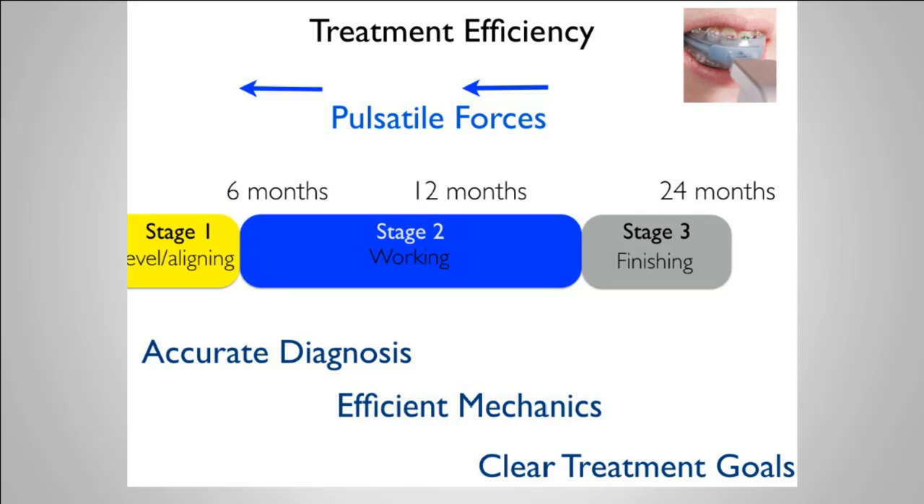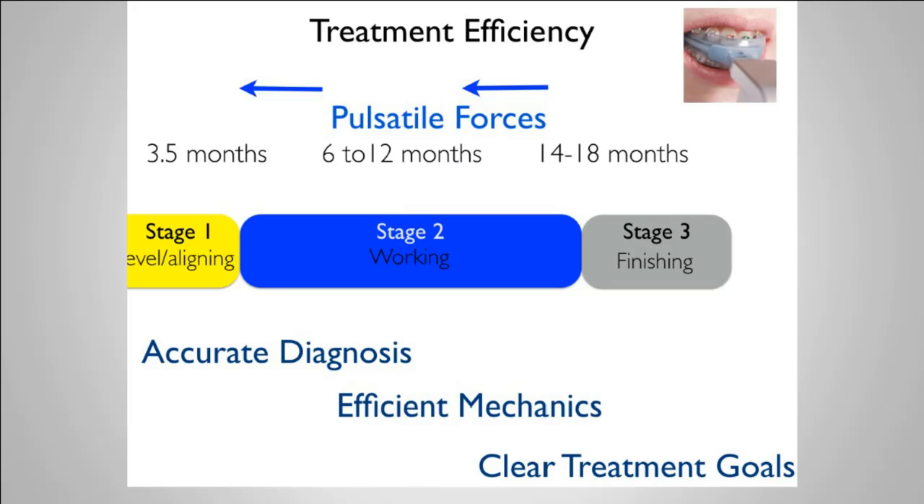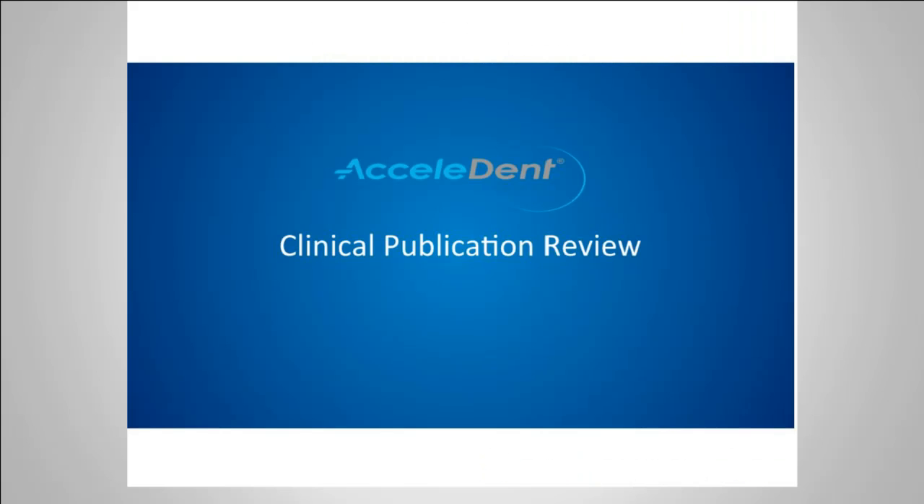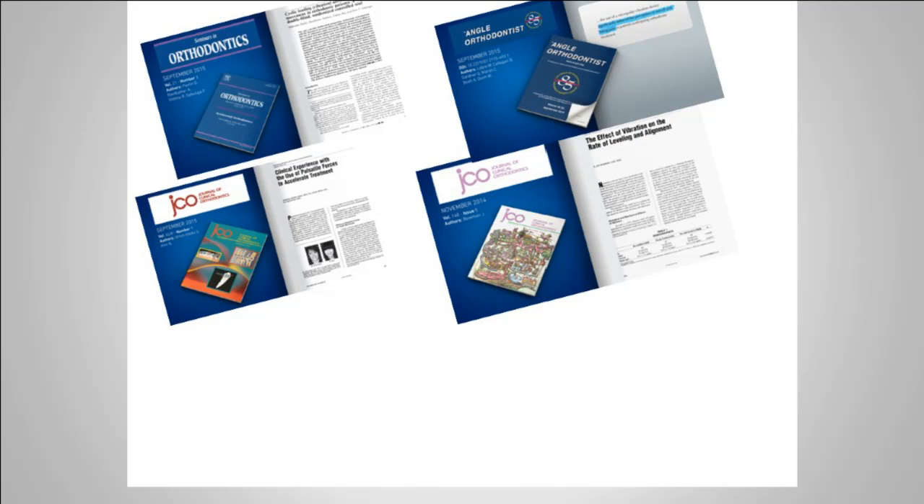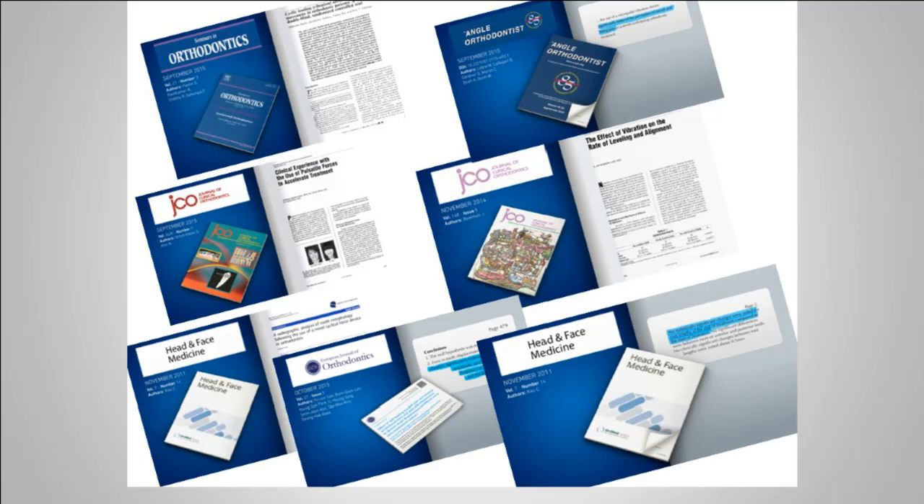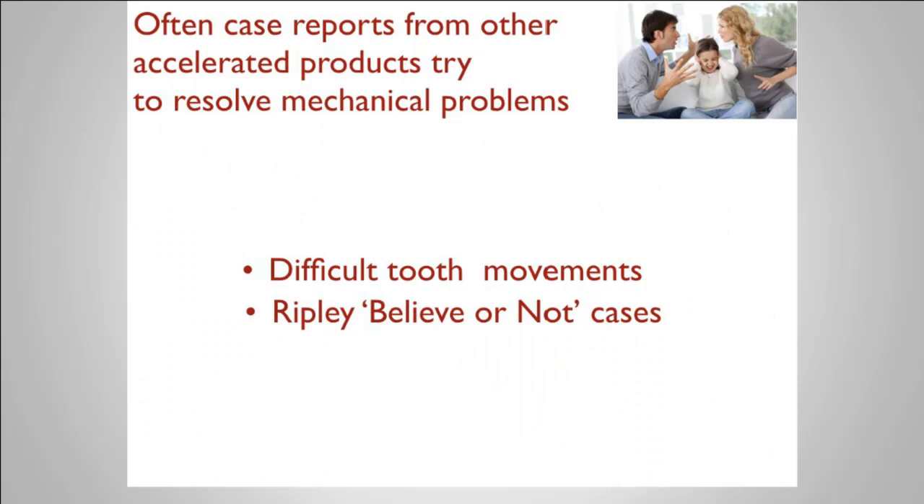But you have to have an accurate diagnosis, you have to have clear goals, and then be very efficient about treatment. You can't go from stage 1 to 2 and then back to 1 again. You have to be regimented about your treatment sequencing. Clinical publication review is becoming exhaustive. There are countless articles with case reports and studies showing the clinical efficiency of low pulsatile forces.